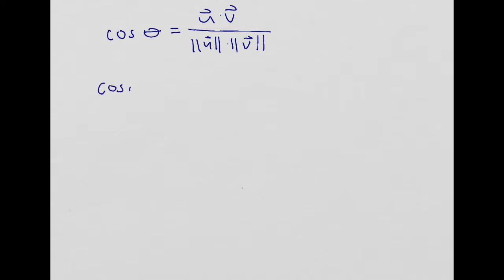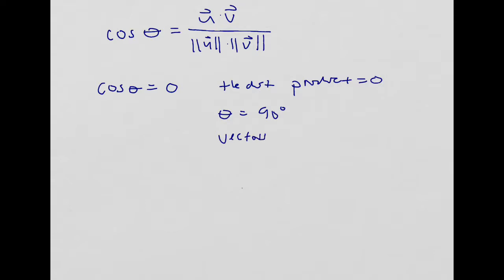Now let's take a closer look at this. What if cosine of theta is equal to 0? If cosine of theta is equal to 0, that means that the dot product is equal to 0. But wait a minute, where does cosine of theta equal 0? If cosine of theta equals 0, then we can conclude that the angle is 90 degrees, which means then that the vectors are going to be orthogonal. So that's a very important property to remember. Anytime the dot product is equal to 0, then the angle is always going to be 90 degrees, which means that the vectors are orthogonal.